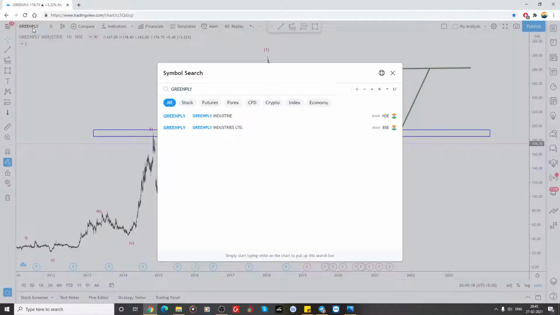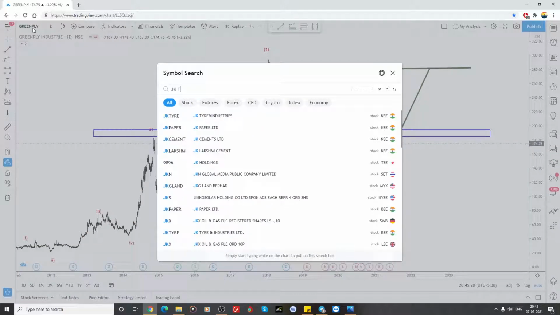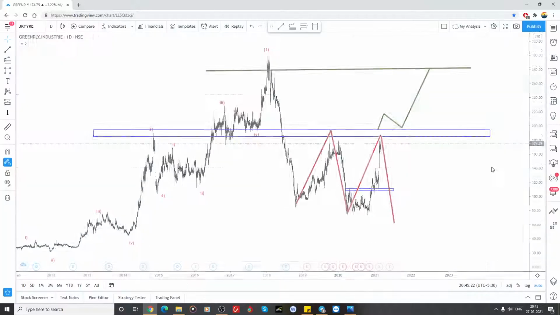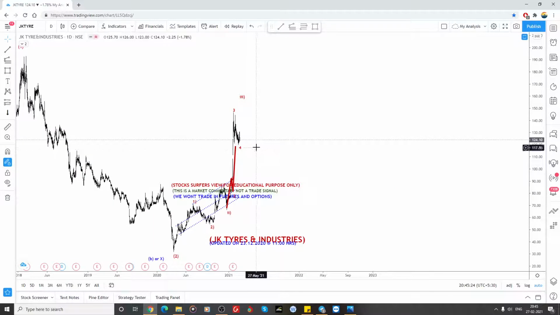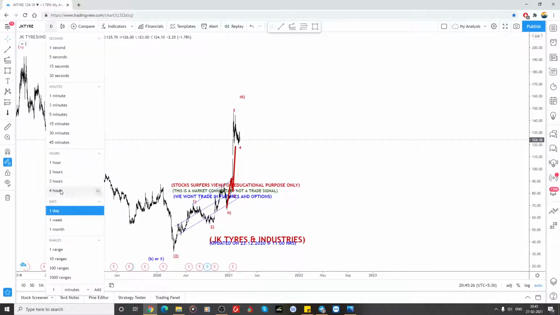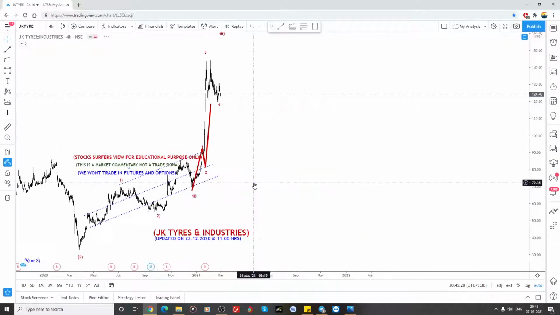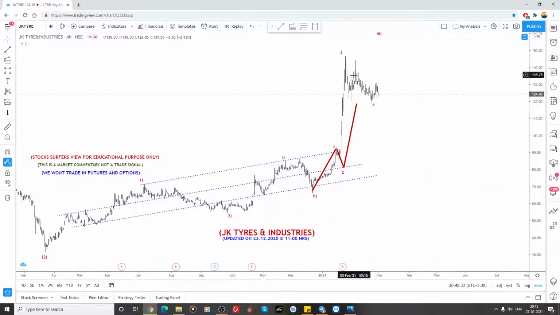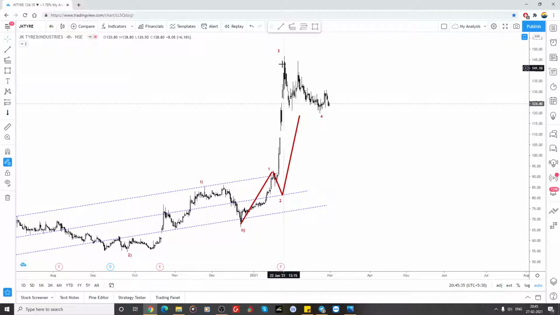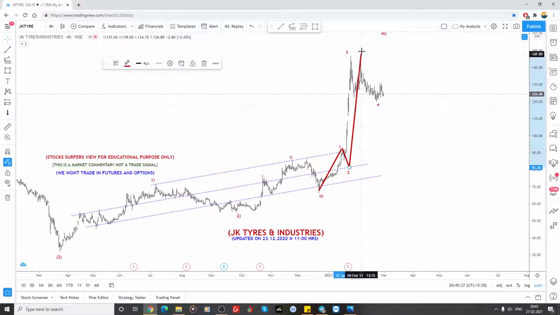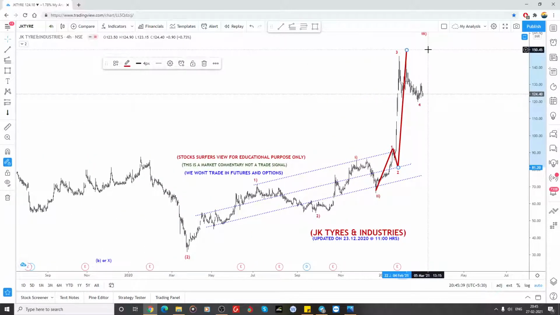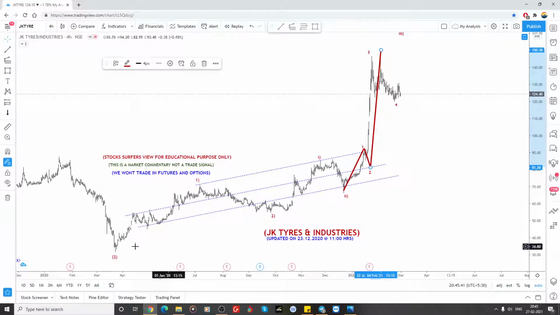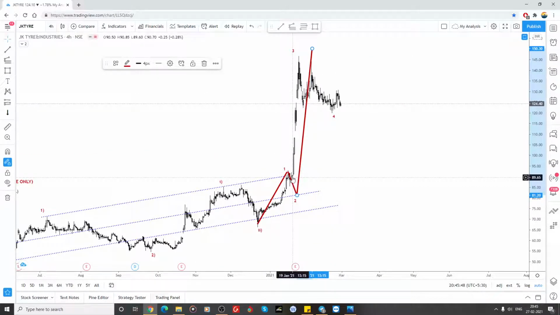And one more thing is JK Tyre. I have shown that we are in that fourth wave. See, we are in that fourth wave, so still I think it can make a fifth wave also. And in the previous, what I said is 1 2 3 4 5. So this is an A, this could be a B and C. But B is very small.